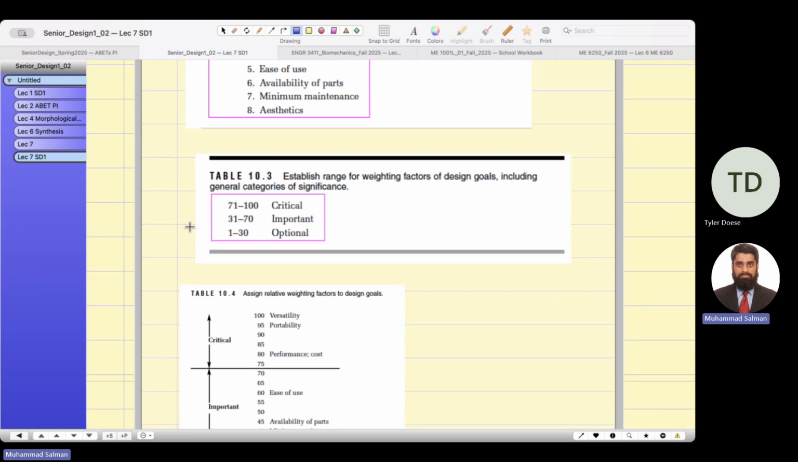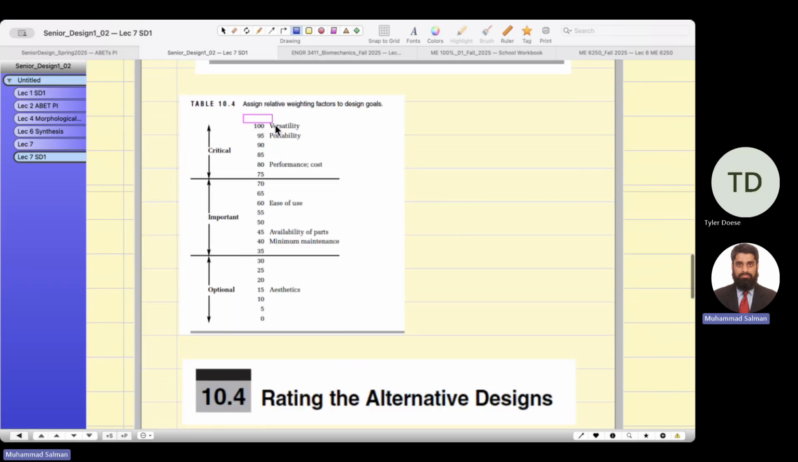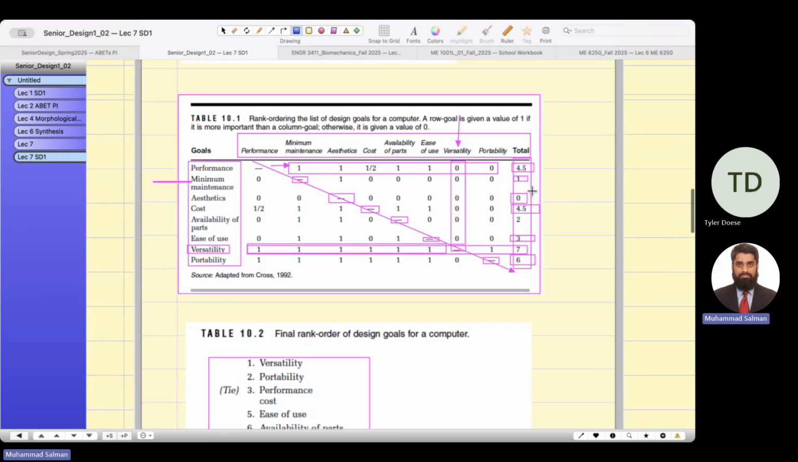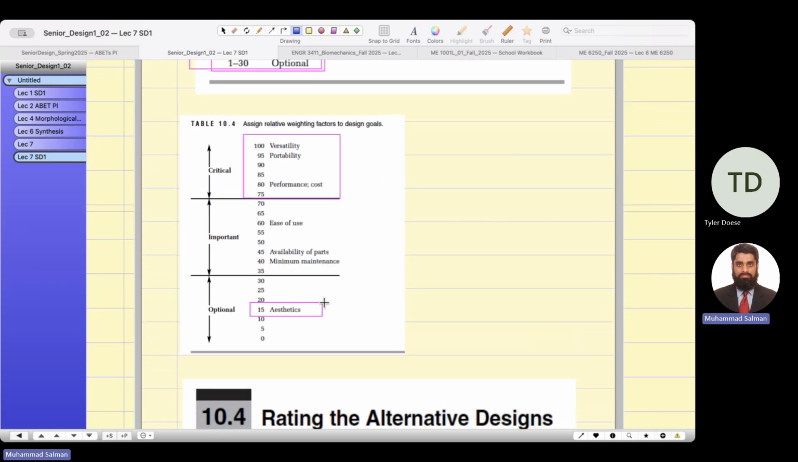The way the book has mentioned, you will give 1 to 30 points to the optional goals, and then start from the highest, 71 to 100, for the critical goals, and the remaining will come in between. Look, versatility, portability, performance, and cost are given critical goals ranking. And aesthetic, although it was 0 here, we still give 15 points when we increase the range of these weights.